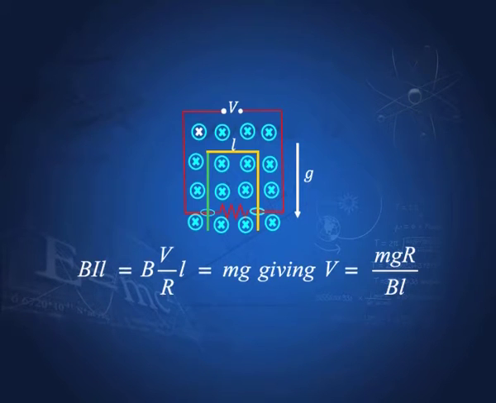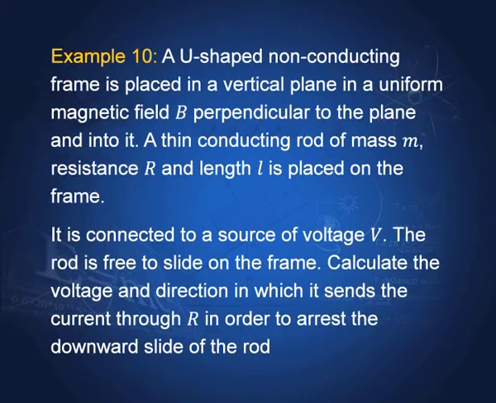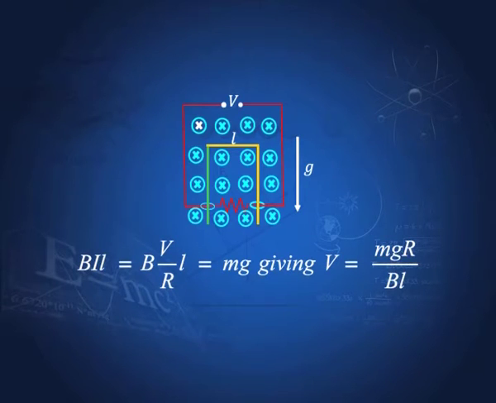So, what do we have to do? Calculate the voltage and direction in which it sends the current through R in order to arrest the downward slide of the rod. You see, left by itself, if there is nothing, this rod which is movable will move down because of gravity.